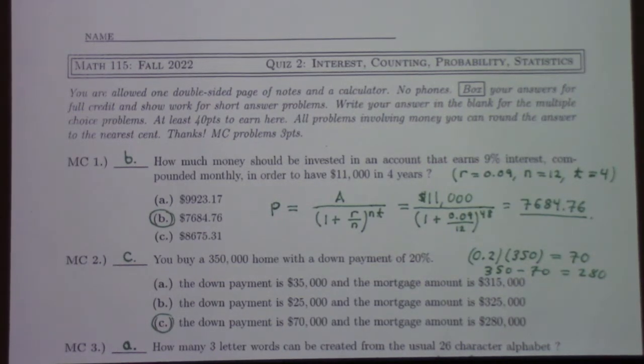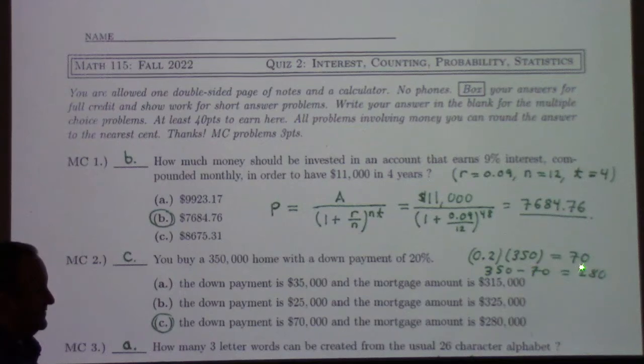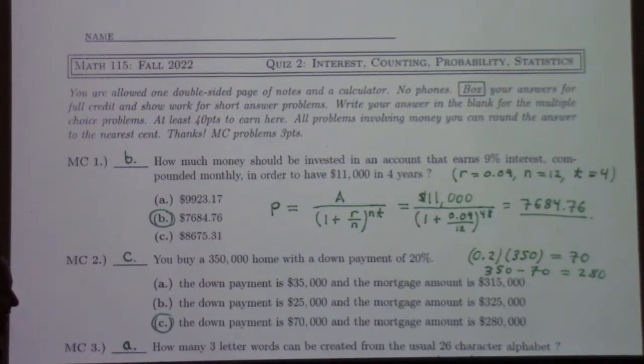Problem 2, $350,000 home, down payment 20%. So what you do is 0.2 times 350, that gives you 70. You need $70,000 down payment. The mortgage is the cost of the house minus the down payment, which in this case is 280, so 280,000. So the answer was C, down payment 70,000, mortgage amount 280,000, right? So there's that. I hope that makes sense.